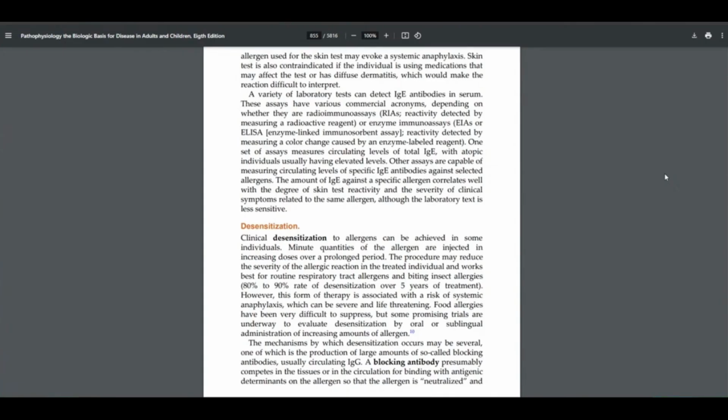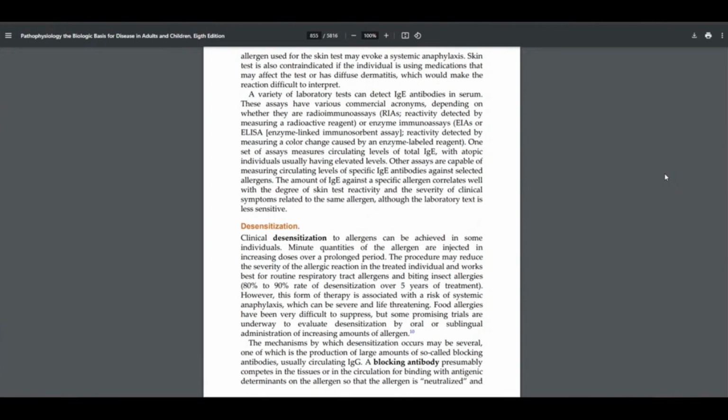A variety of lab tests can detect IgE antibodies in serum. These assays have various commercial acronyms depending on whether they are radioimmunoassays, RIAs, with reactivity detected by measuring the radioactive reagent, or enzyme immunoassays, EIAs, or ELISA, enzyme-linked immunosorbent assay, with reactivity detected by measuring a color change caused by the enzyme label reagent.